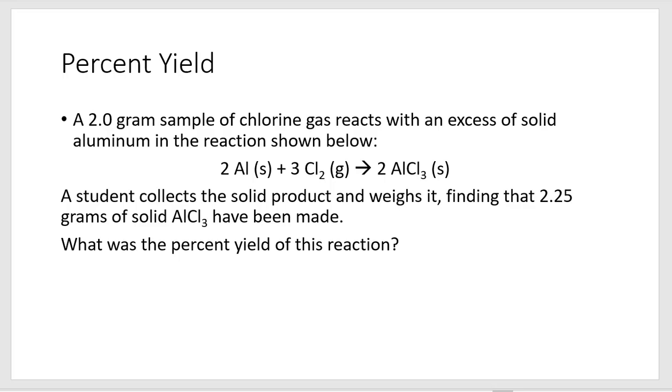So this is a reaction involving aluminum and chlorine gas. This is a combination reaction. And we find that 2 grams of chlorine react with an excess of aluminum, and you make aluminum chloride, and then we measured and weighed how much aluminum chloride we actually made, and we should be able to find the percent yield of this reaction.